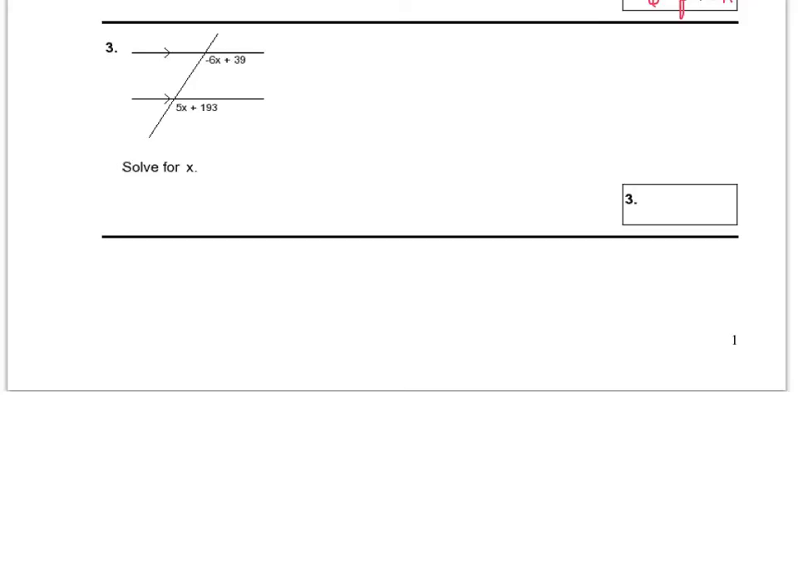Number 3. I'm going to make my line a little bit thicker. All right, now, the first thing when you have problems that are similar to this, again, we have parallel lines. They're cut by a transversal, and so you have to figure out what kind of angles these are. Well, these angles are both corresponding angles, and we know that corresponding angles are congruent to each other.